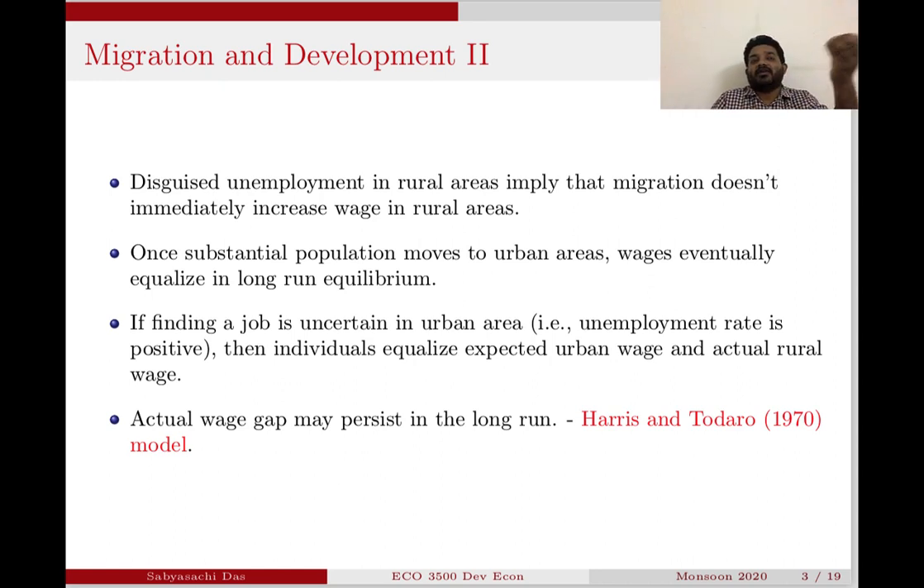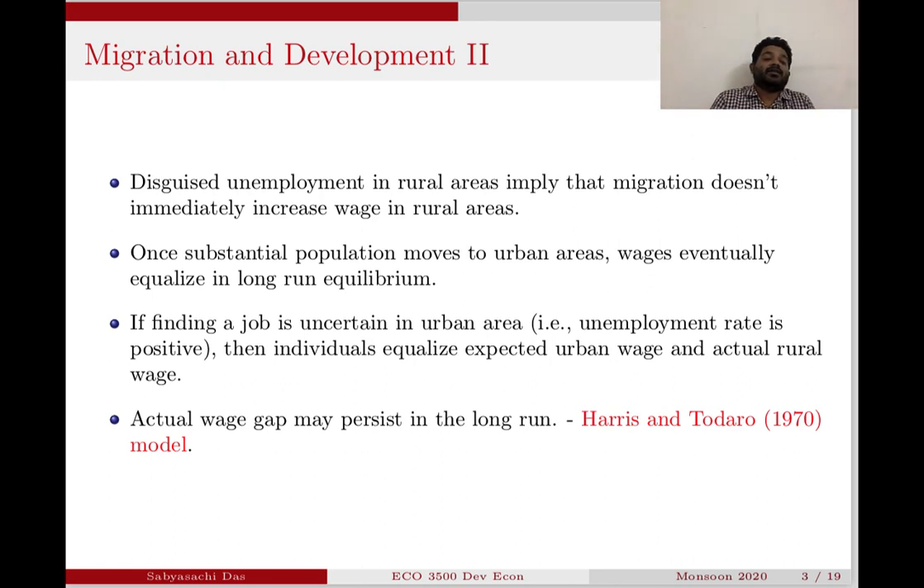So suppose you have this sense that there is some risk of going to the urban area, meaning that in case I migrate, there is some probability P with which I'll find a job, in which case I'll get WU, but with probability 1 minus P, I will not find a job, in which case I'll get a very little wage, something close to zero. So I'll not be able to earn, right? So what will equate is not WU and WR in the long run, but you equate WR and P times WU, which is the expected urban wage, right?